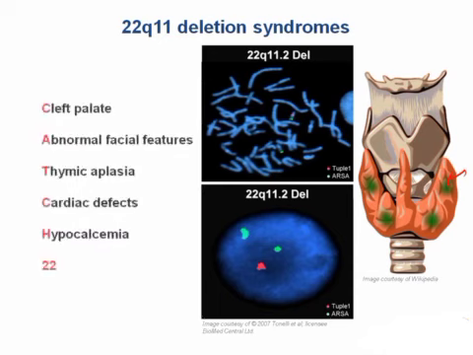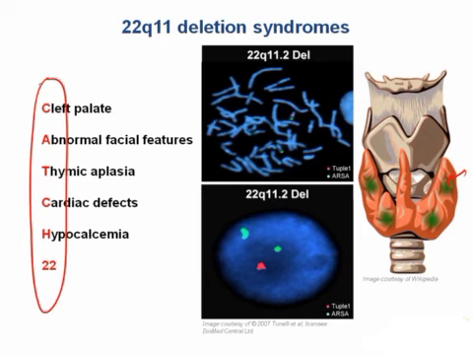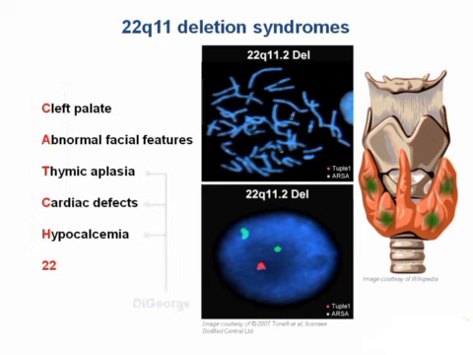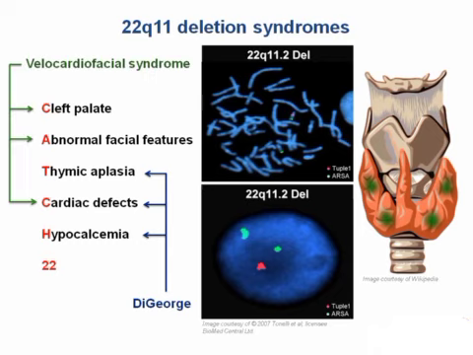The variable presentation of this syndrome includes cleft palate, abnormal facial features, thymic aplasia, which causes a T-cell deficiency, cardiac defects, and hypocalcemia secondary to parathyroid aplasia. You can remember these using the mnemonic CATCH-22. Now, DiGeorge syndrome includes thymic, parathyroid, and cardiac defects, while velocardiofacial syndrome includes palate, facial, and cardiac defects.